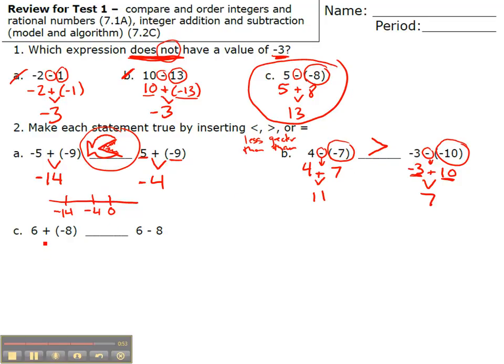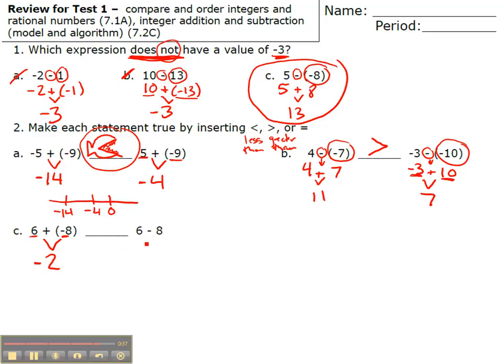On C, we have 6 plus -8. We're adding, so we just use our addition rules. The signs are different. We find the difference. 8 minus 6 is 2. And then which one of these integers is farther from 0? -8 is farther from 0 on a number line, so our answer will be negative.